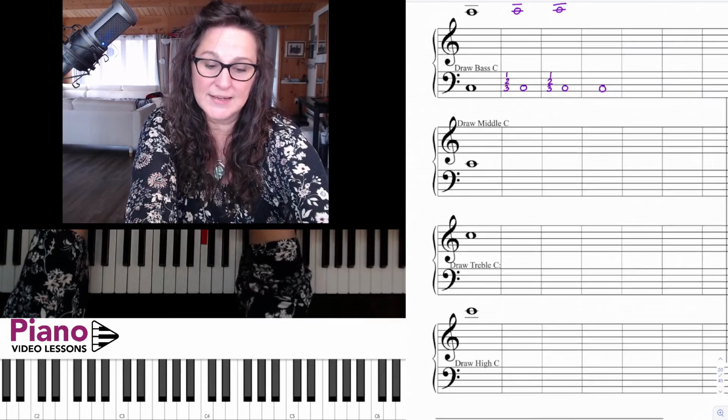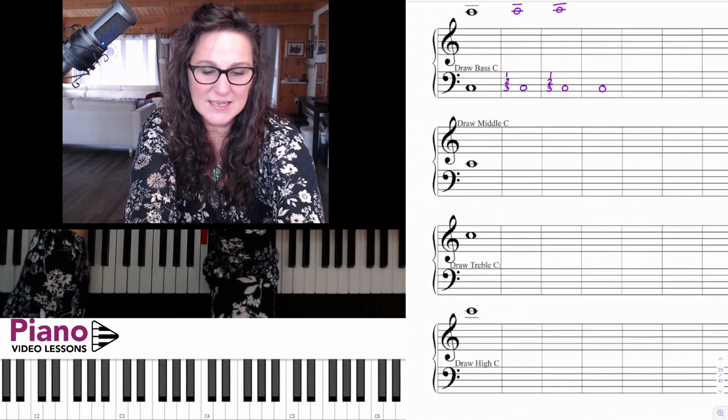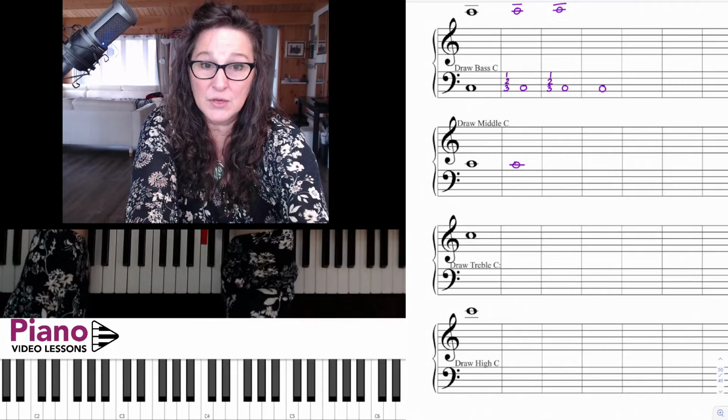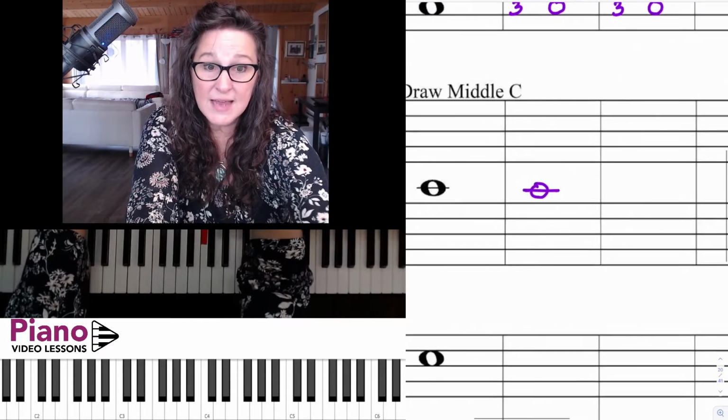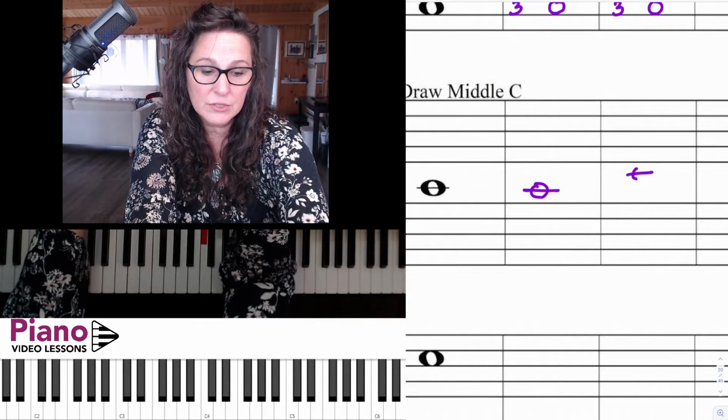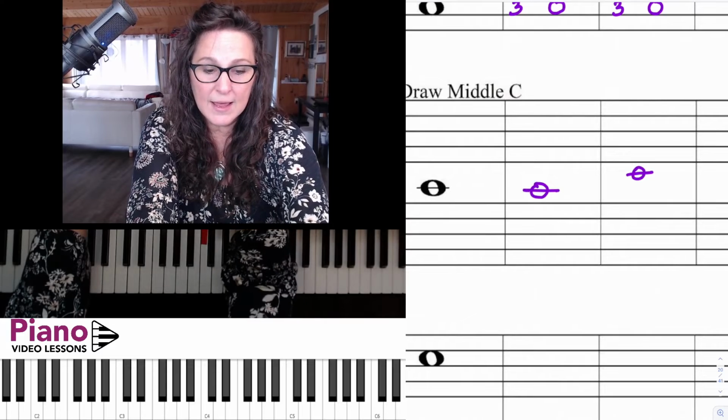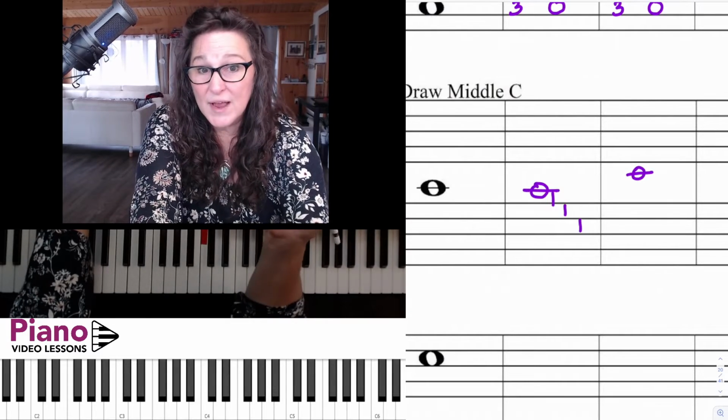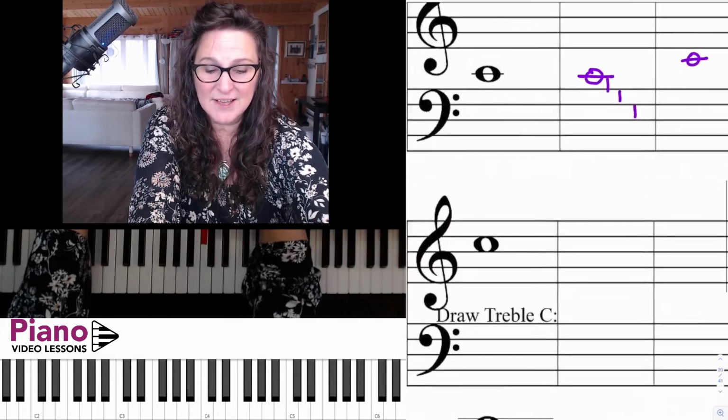All right, now we can practice middle C. This one's just a nice little ledger line. You can make it closer to the bass staff, or you can make it closer to the treble staff. Either way, you want that distance to be around the same as it is between 2 staff lines.